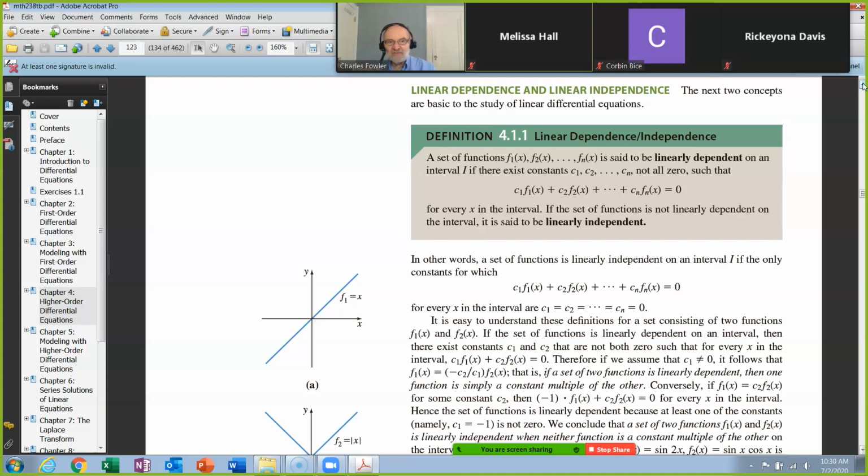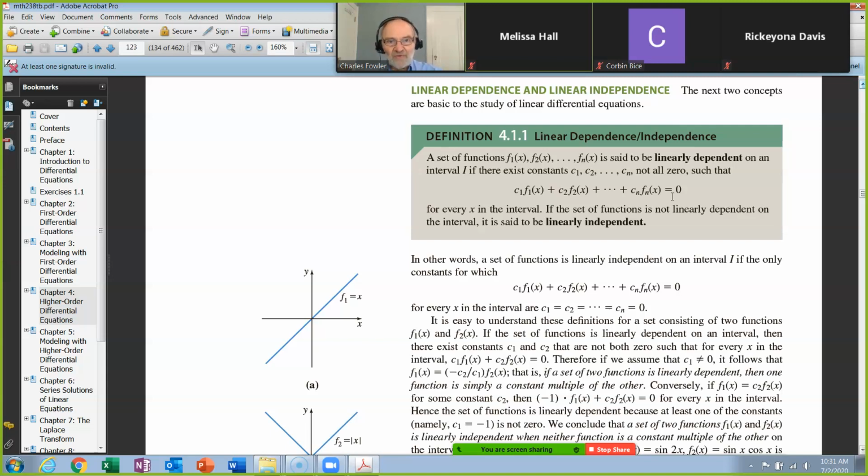If you can find a set of c's that are not all 0 that make that true, then the set of functions is linearly dependent, because you can come up with a linear combination of those functions that equals 0. What you could do is pull one of those functions out, subtract it, put it on the other side, and then you would see this function is a linear combination of all the others. So therefore it would be linearly dependent.